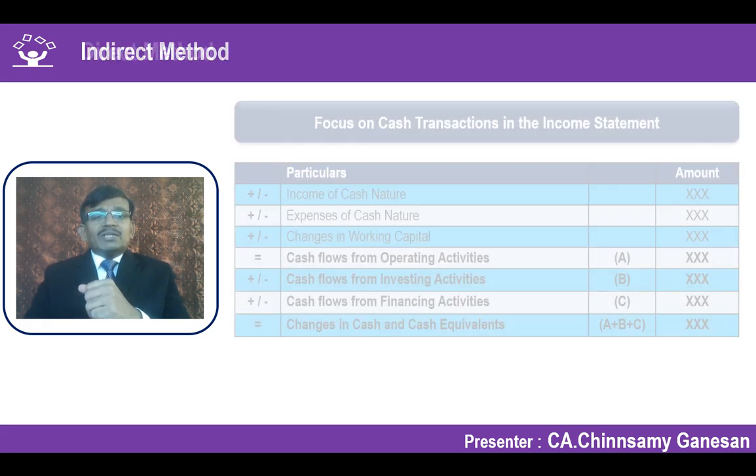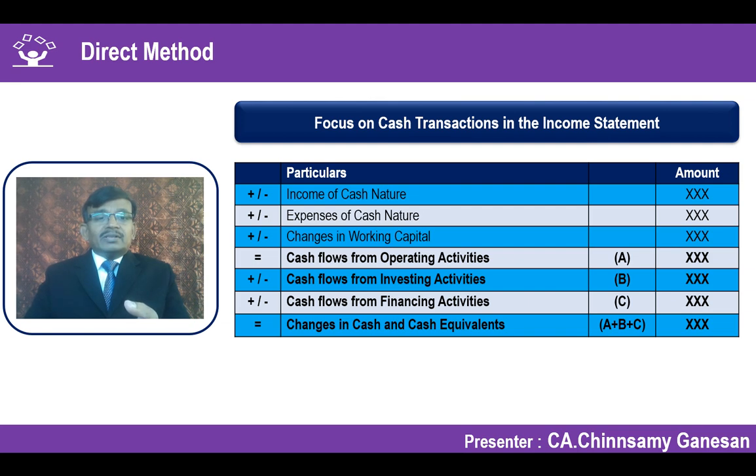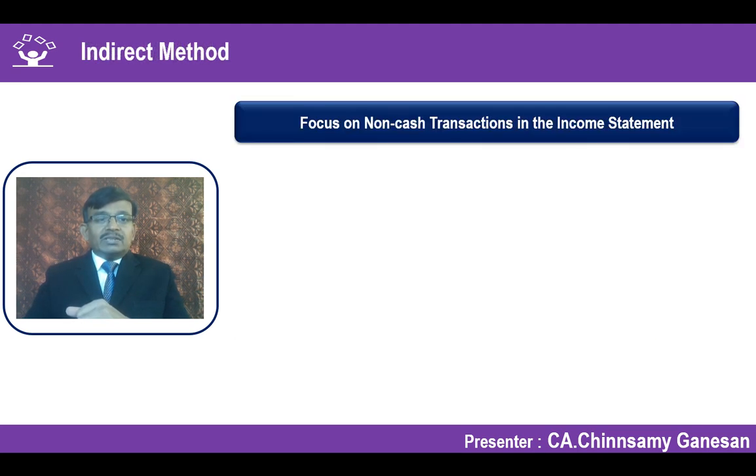How the presentation is done is a simple thing. What are all the incomes of cash nature, plus or minus expenses of cash nature, and the changes in working capital give the cash flows generated from operating activities, and then you have investing activities and financing activities. The plus or minus will be added to the opening balance, and you will have the closing cash and cash equivalents. This is the direct method, but normally it is not the preferred method.